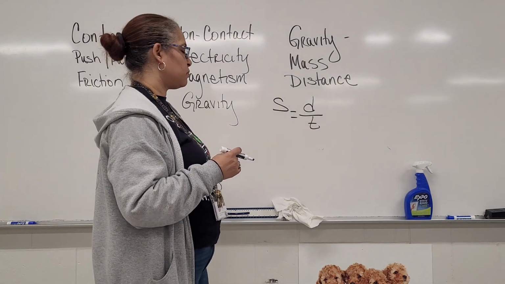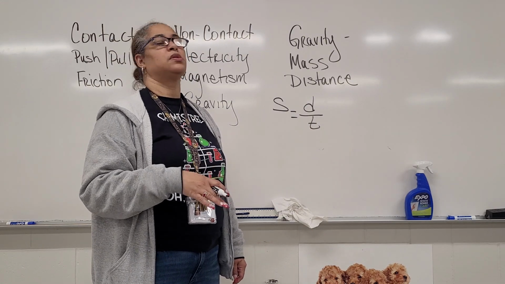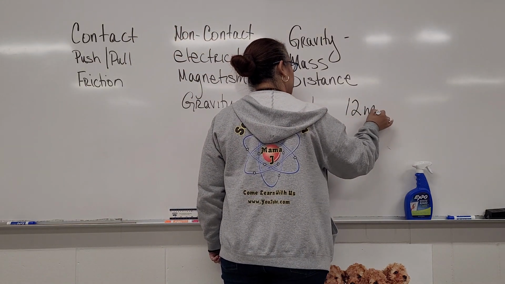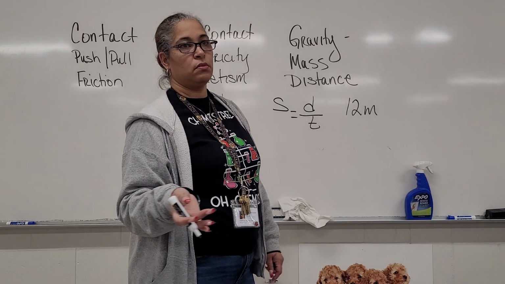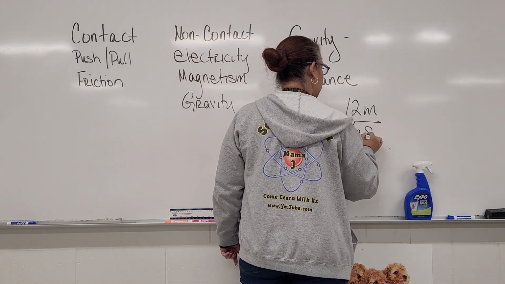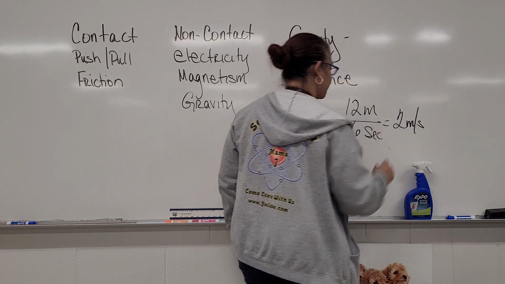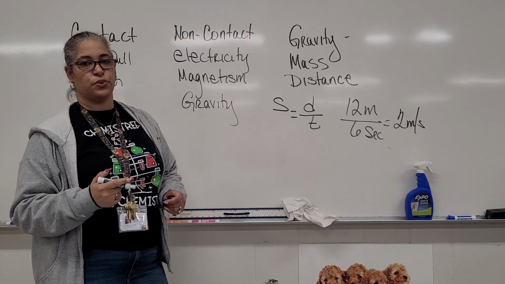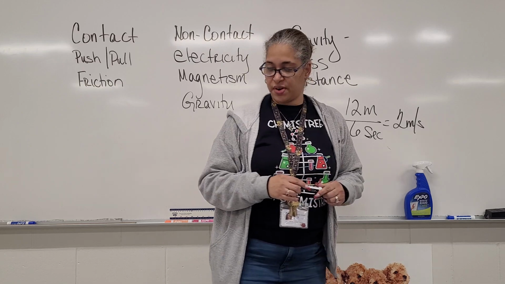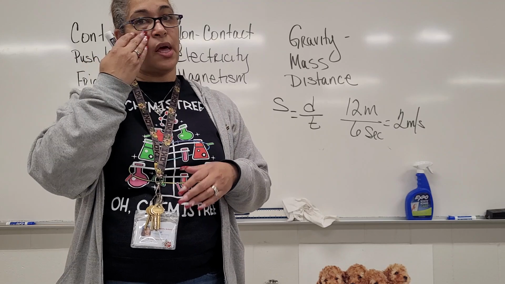So for example, an object that moves 12 meters in 6 seconds is moving 2 meters per second, because 12 divided by 6 is 2. Make sure you keep track of your units. Units are very important.